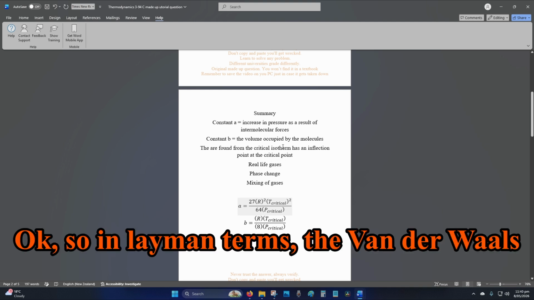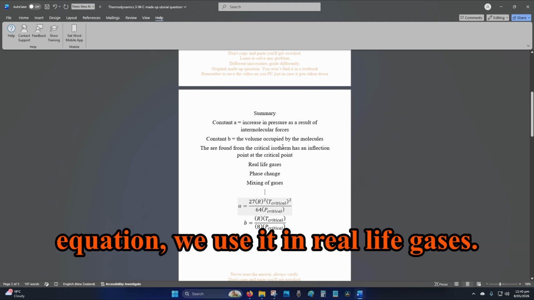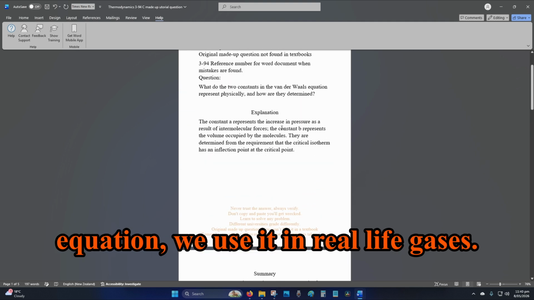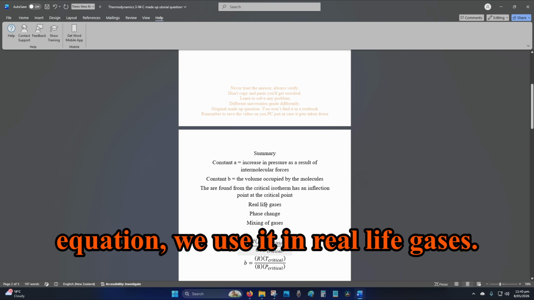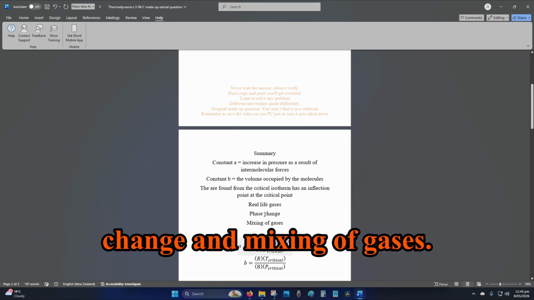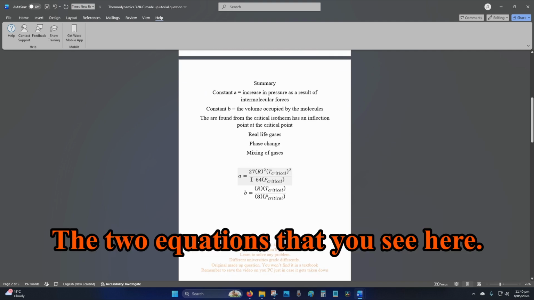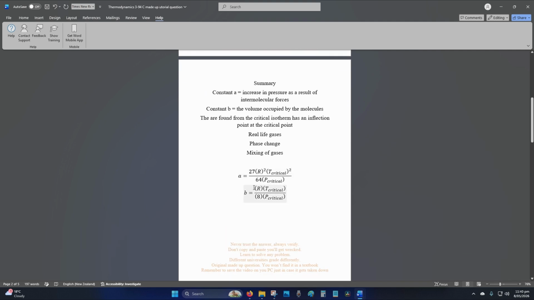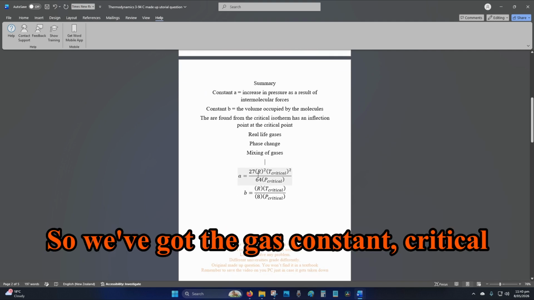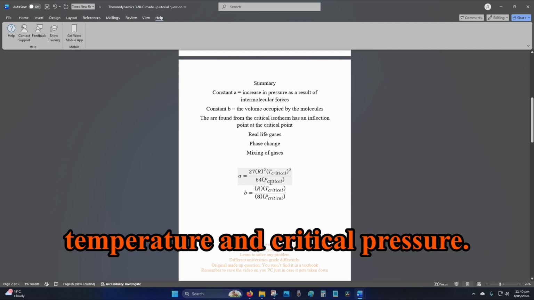Okay, so in layman's terms, the van der Waals equation, we use it for real-life gases, in phase change, and mixing of gases. The two equations that you see here involve the gas constant, critical temperature, and critical pressure.